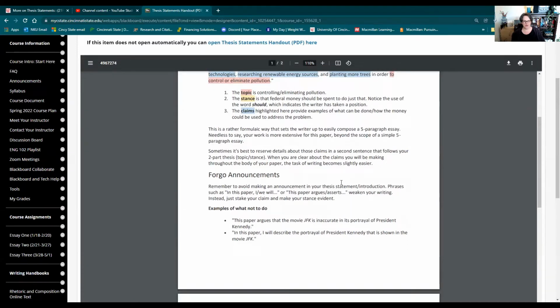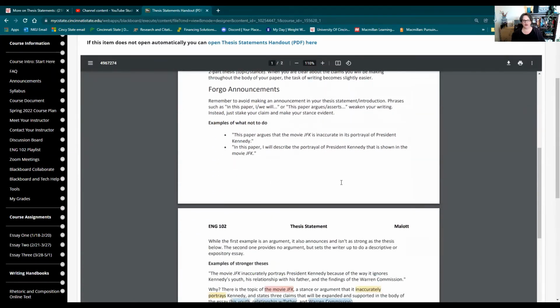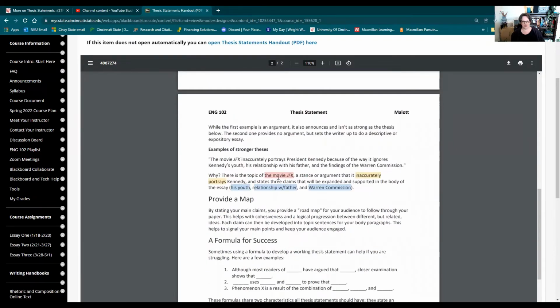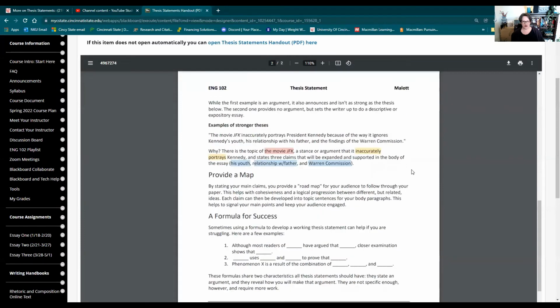And then a few things that I want you to keep in mind with your thesis statement. Try to forego making an announcement. So phrases such as "in this paper I will," or "this paper argues" or "asserts," those type of phrases tend to weaken your writing. It's really just better to come out with your claim and make your stance evident. So there's some examples of what not to do, and then some examples of how to make those phrases stronger.